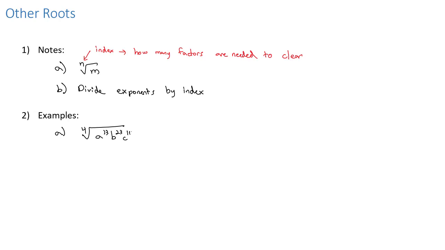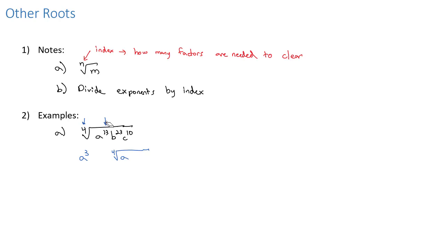So for example, if I had the 4th root of a to the 13th, b to the 23rd, c to the 10th power, I'm saying what to the 4th power could clear this root. So now when I look at that 13th exponent on a, we divide it by the 4 to see how many a's come out and how many are left behind inside the 4th root. Well, 13 divided by 4 is 3, remainder 1. So 3 come out, 1 remains.